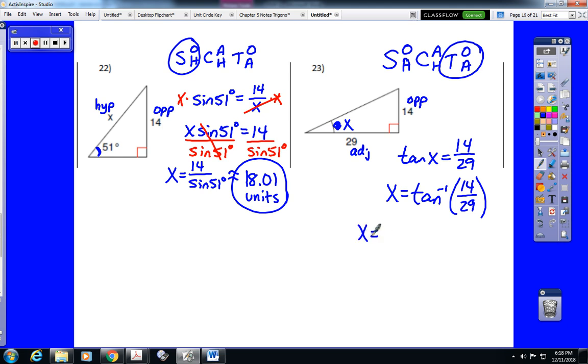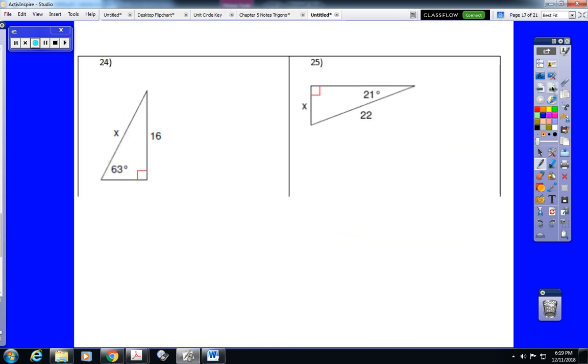So we're going to feed that to the calculator, second tangent, and then type in 14 divided by 29. That would be 25.77, and that is an angle measure, so that would be in degrees. Again, if you think you know what you're doing, pause it. Try the next two.